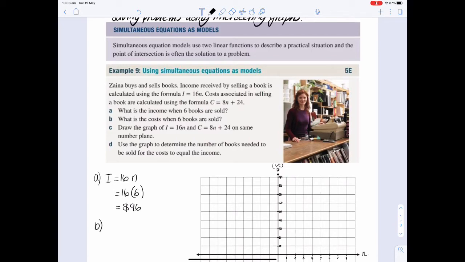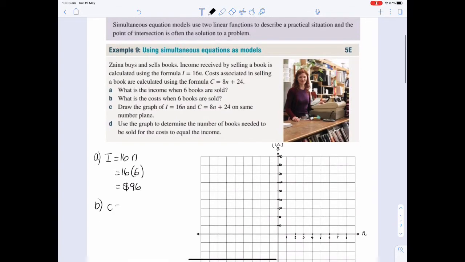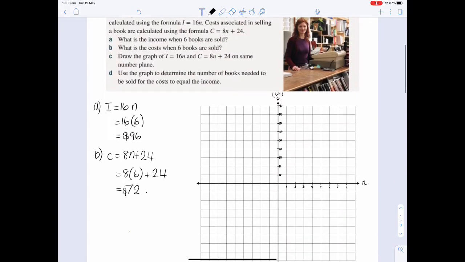B is what is the cost when 6 books are sold. So cost equals 8n plus 24, which is 8 times 6 plus 24, which is $72. Now draw the graph of I equals 16n and C equals 8n plus 24 on the same number plane. I've already set up my axes to save a bit of time. Income and cost I've put together because they both represent money, and they're my y-axis, and n is my x-axis, which is the number of books sold.